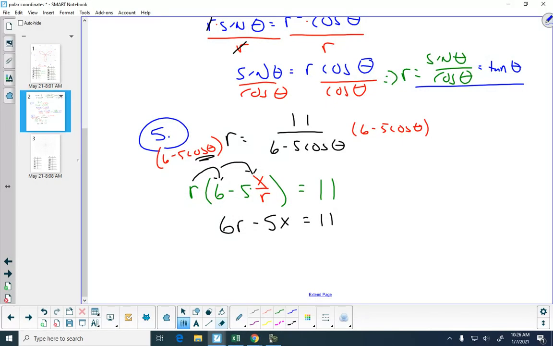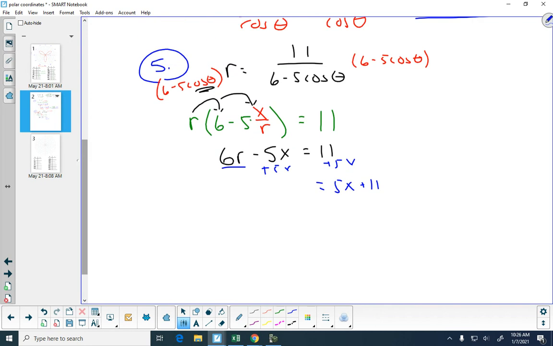We can add our 5x to both sides. So on the right-hand side we have 5x plus 11. On the left-hand side we have 6 times r. And this is the one where we had to substitute in the square root at this point. So we have 6 times r, which is equal to the square root of x squared plus y squared. So we have 6 square root of x squared plus y squared.